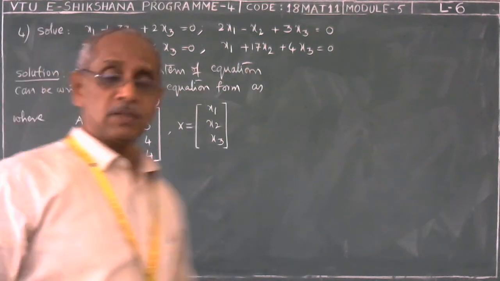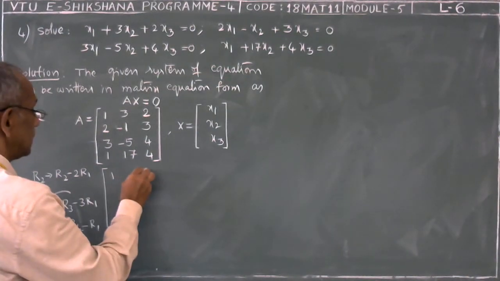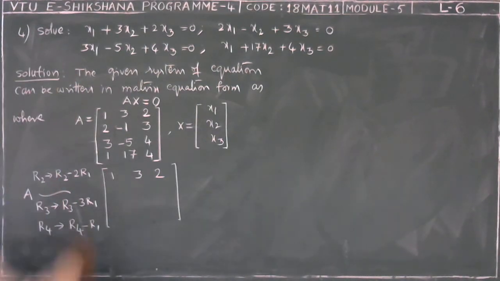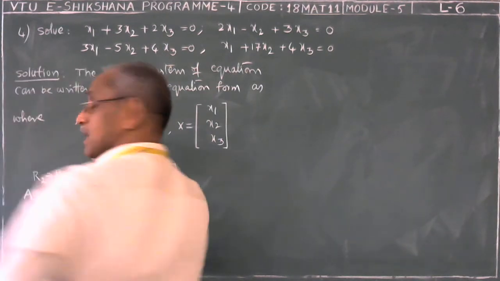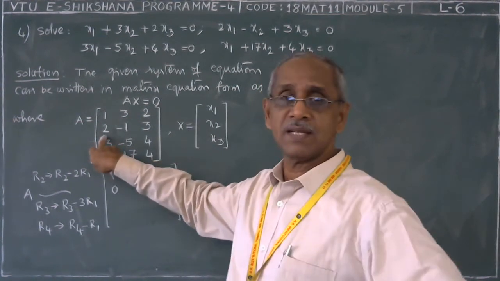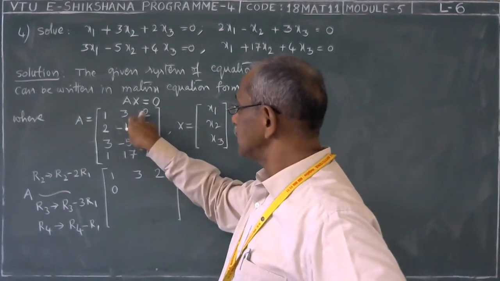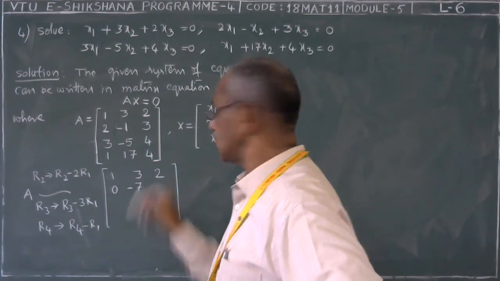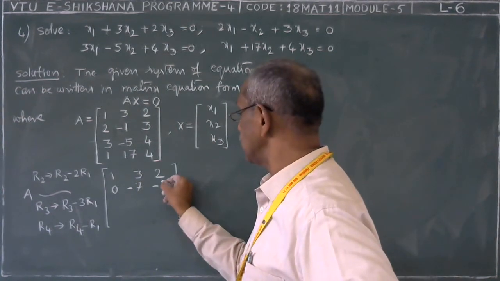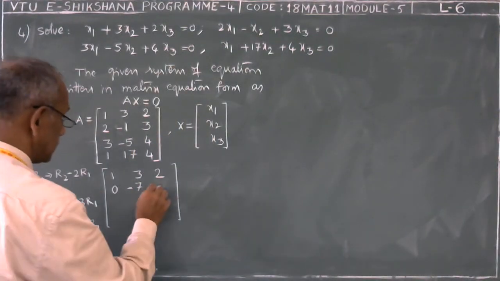Row 1 is being used, so no change. We shall write 1, 3, 2 as it is. Now look at the other entries. 2 minus 2 is 0. Very simple calculation. Multiplying this by 2, this is 2, 6, 4, and then I am subtracting the corresponding elements. 2 minus 2 is 0. Minus 1 minus 6 is minus 7. Then 3 minus 4 is minus 1. So 0, minus 7, minus 1.